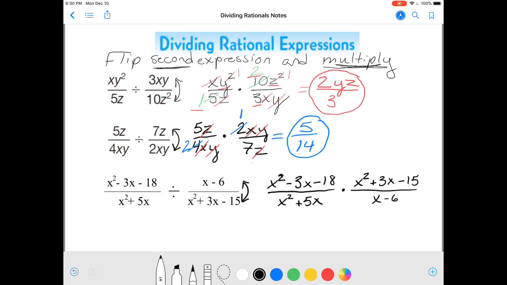And what I want you to do is take the next 3 minutes and divide these, or multiply them now, by snowflaking the numerators and finding a common factor in the one denominator. Luckily, x minus 6 is already simplified, so you only have to simplify 3 out of the 4 terms here.